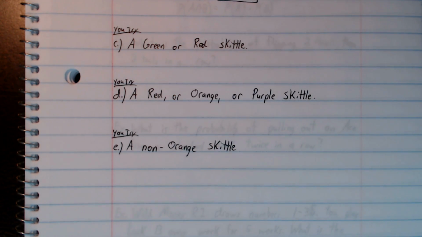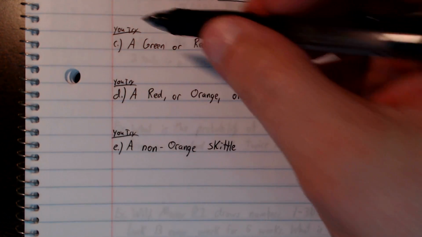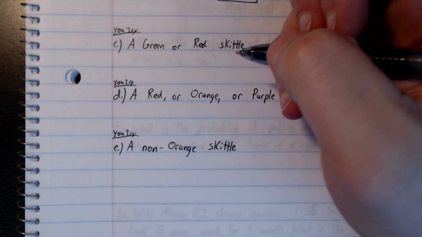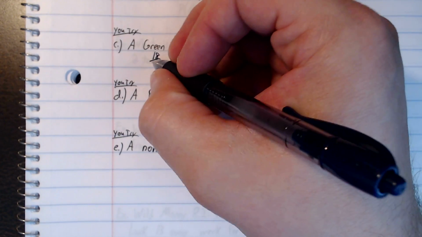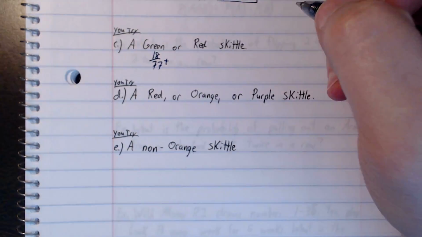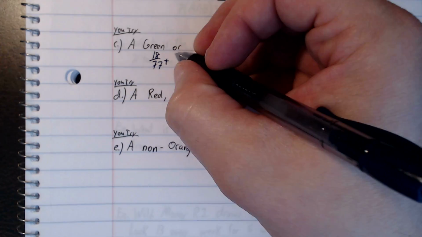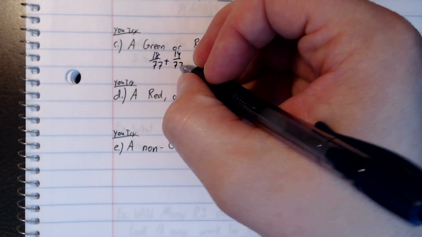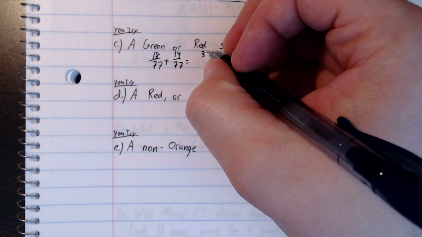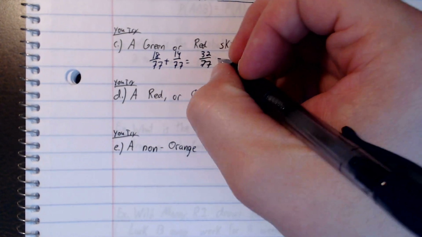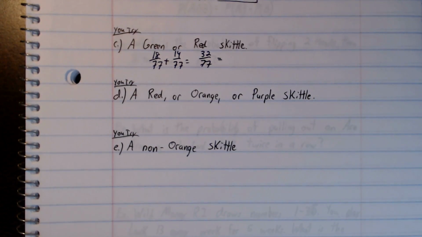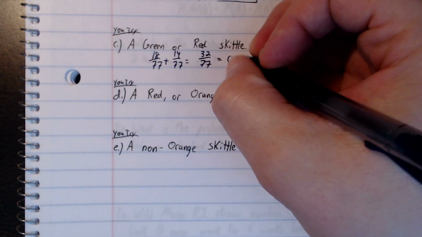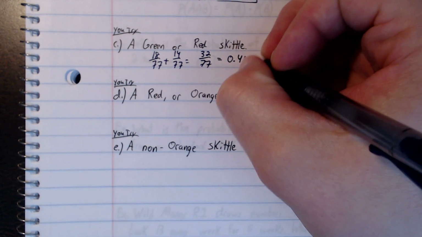Alright, so a green or a red. So green, we know that there are 18 out of 77. Or a red, which there are 14 out of 77. That's a total of 32. That would be 0.416.